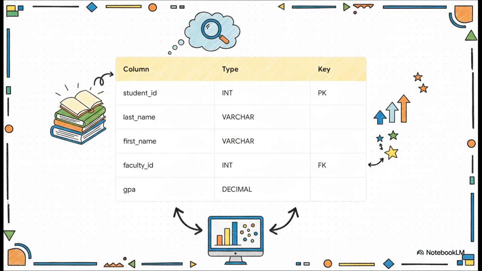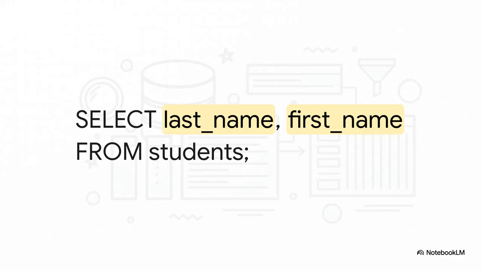So to make this all a bit more concrete, we're going to be using this simple students table for our examples. As you can see, it's pretty straightforward. It's got student names, a faculty ID, and their GPA. And here we go, our first query in action. It can be just this simple. All this is saying is, hey database, from the students table, please just show me the last name and first name columns. And that's exactly what you'll get back. Just those two columns for every single student.